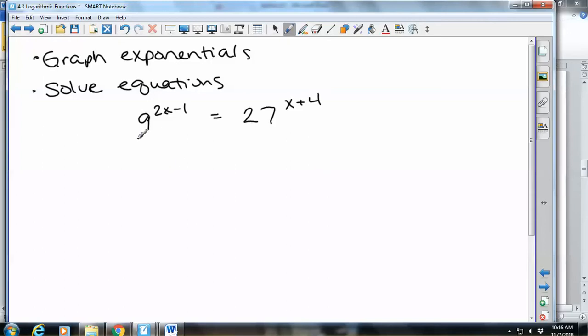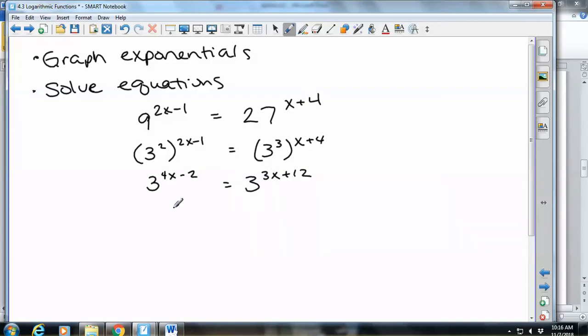What would you do there? Common base. What would you take them both to? So 9 is 3 squared. 27 is 3 to the third. What do you do with your exponents? So 3 to the, first you have to go ahead and distribute that through. Then you can set your exponents equal. Solve and you get x to be 14. Okay, so graphing and solving those exponentials.